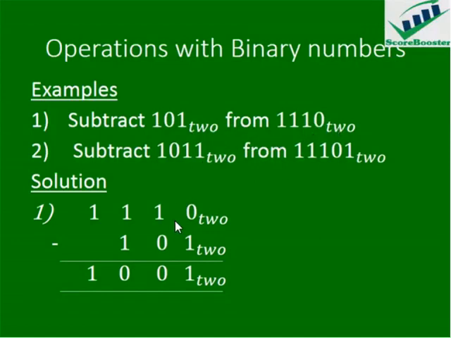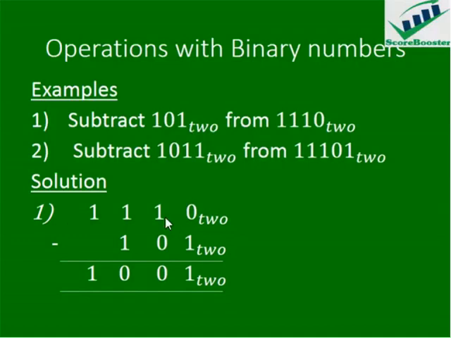I already told you how to check if your answers are correct. When we were talking about the addition, you convert to base 10, you subtract, and you see if the result here, when converted to base 10, is also the result you have when you subtract the numbers after converting to base 10. So now you subtract 1110 base 2 minus 101 base 2.